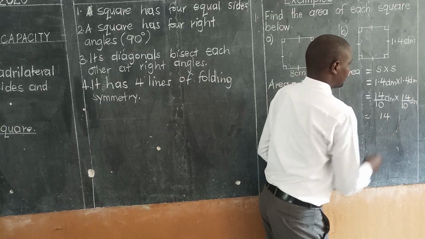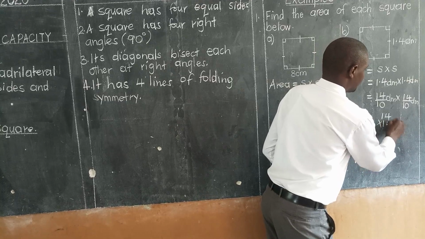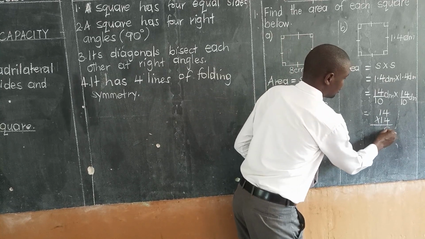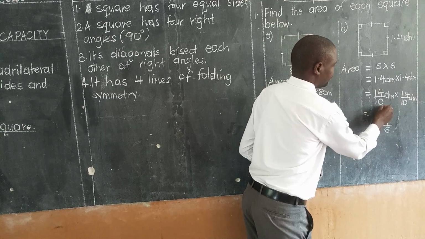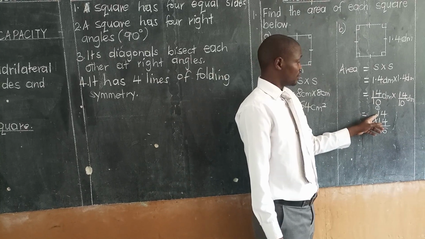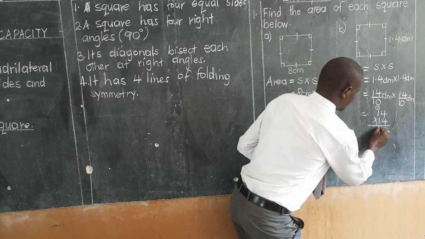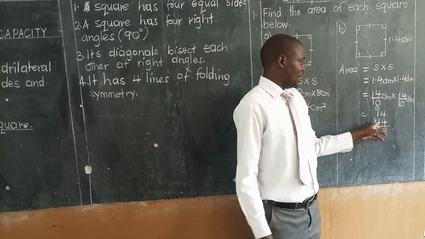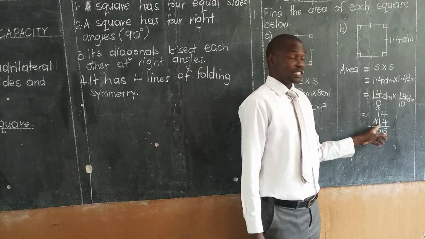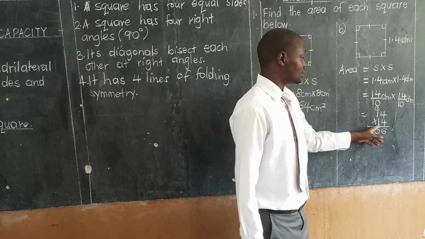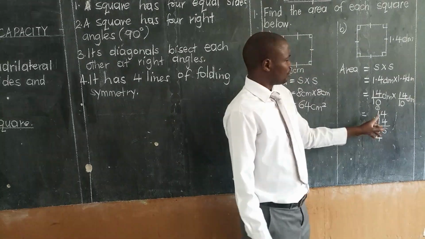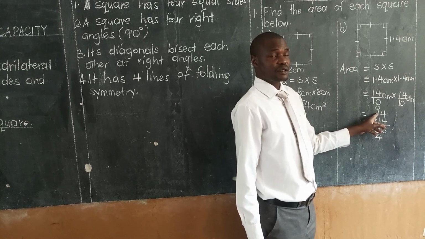So when you have 14 times 14, what shall we get? 4 times 4 is 16. So write 6, we regroup 1. Then we multiply 4 times 1, which gives us 4 plus 1, which gives us 5. Then we multiply 1 times 4, which will give us 4. But we are multiplying by the digit in the tens place, so our answer will be in tens. Write it under tens. So write 4. Then 1 times 1 gives us 1.